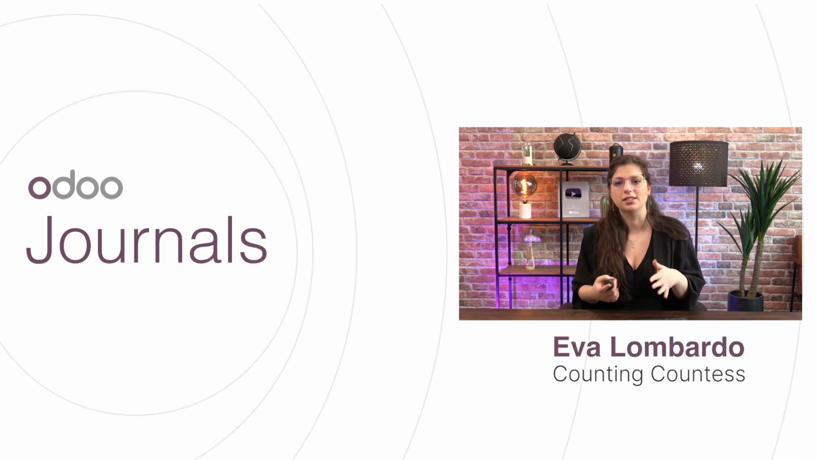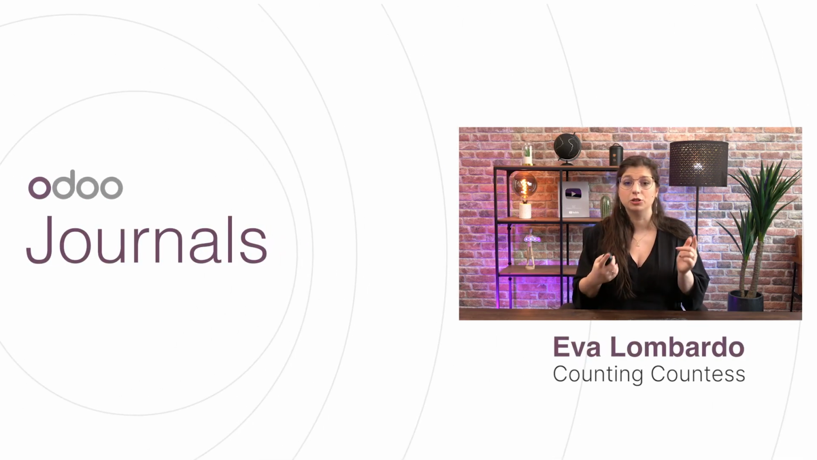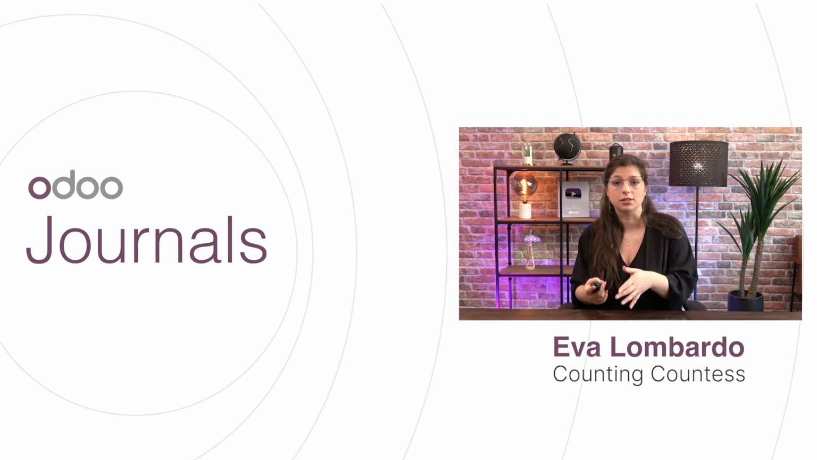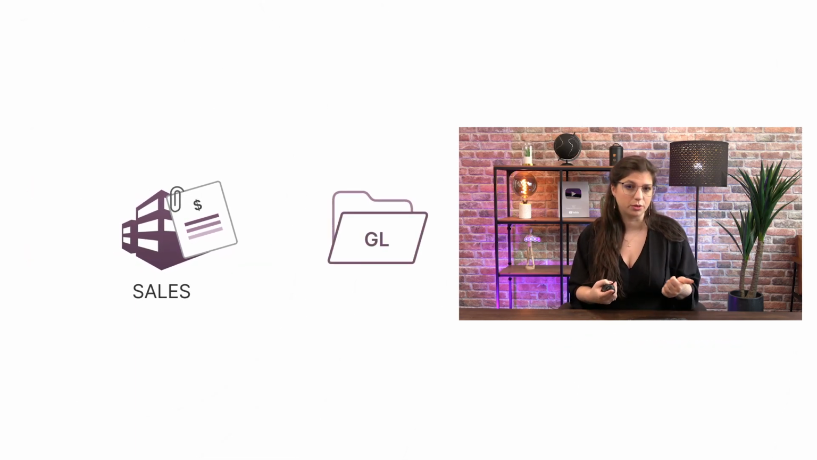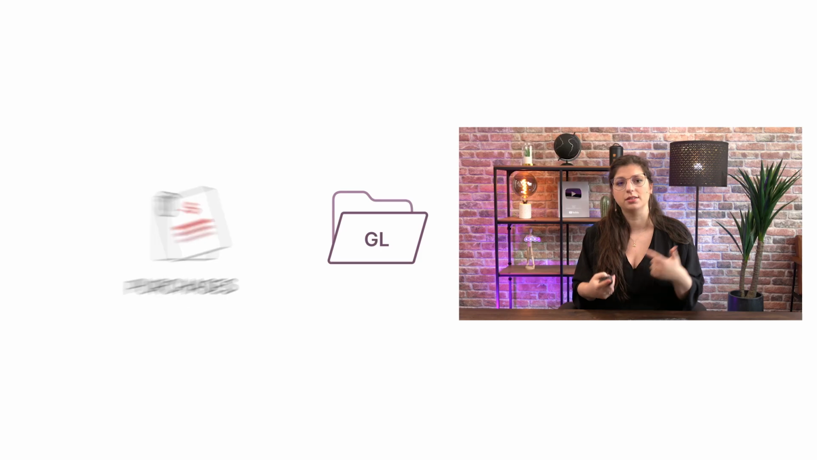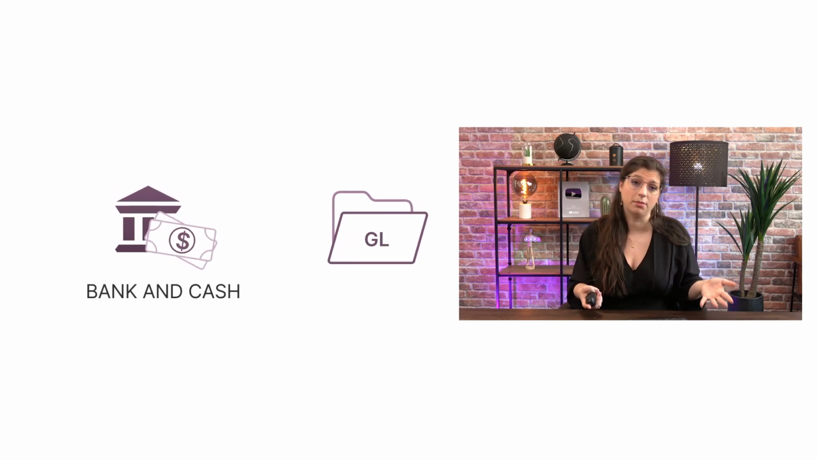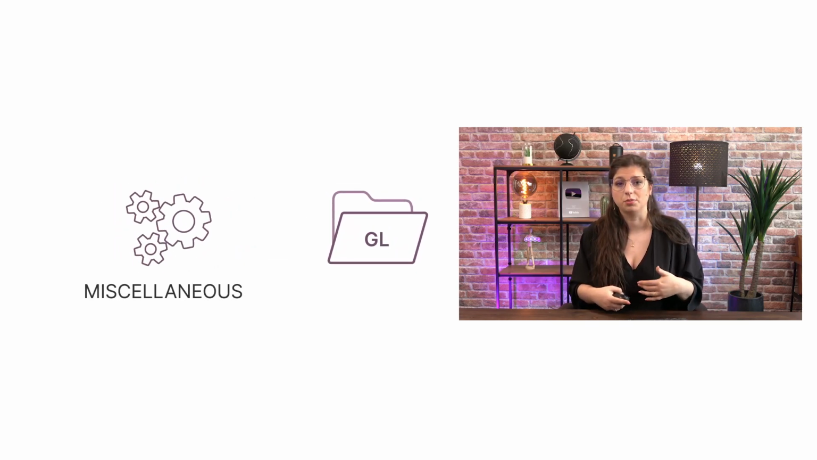Today we are here to discuss another essential concept in accounting, the journals. You can think of journals as a way to sort out your transactions. In Odoo, based on the transaction type, we identify 5 different journals: sales for your customer invoices, purchase for your vendor bills, bank and cash for the payments, and finally miscellaneous operations.